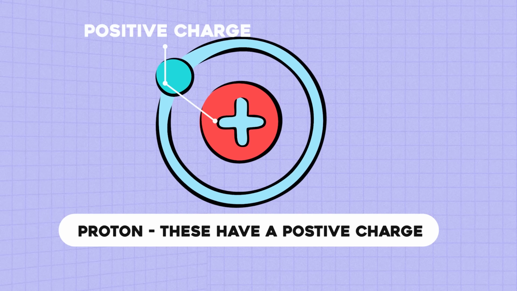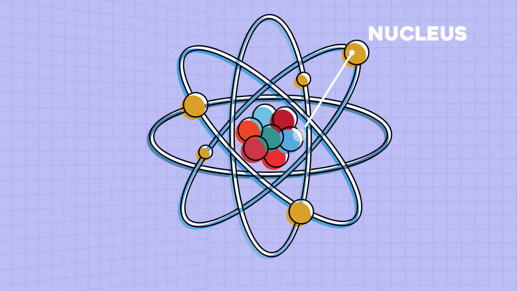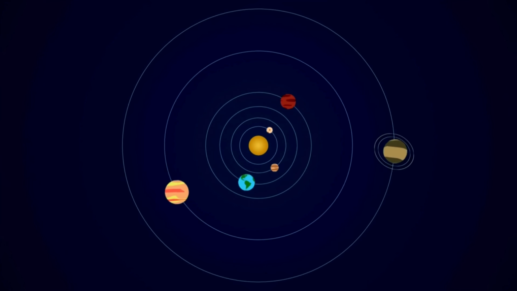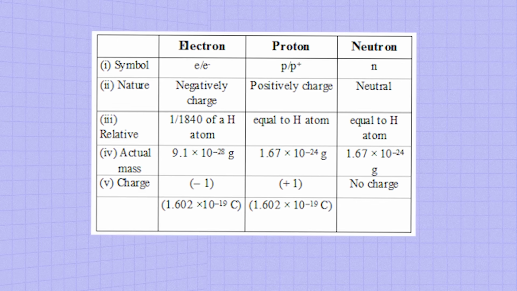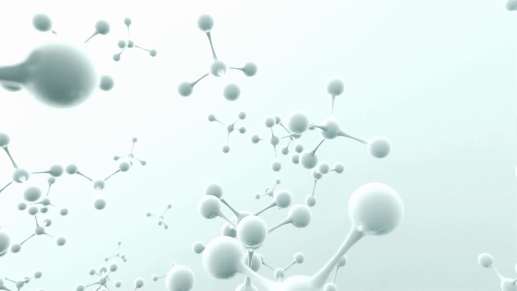Protons. Protons have a positive charge. They sit in the center of the atom, called the nucleus. Think of the nucleus like the sun in the center of the solar system. Protons are heavier than electrons, and their positive charge is what attracts the electrons, keeping them in their orbits.